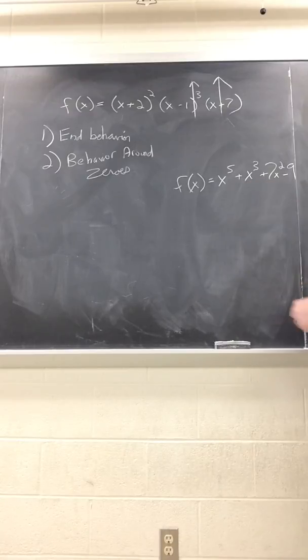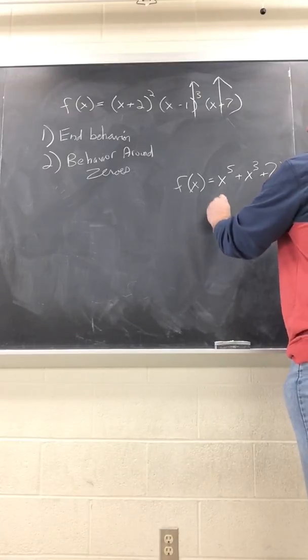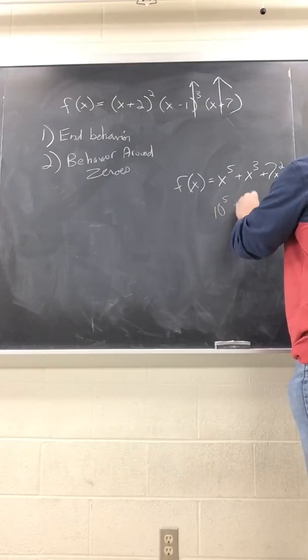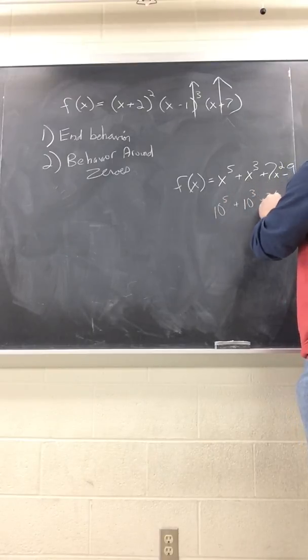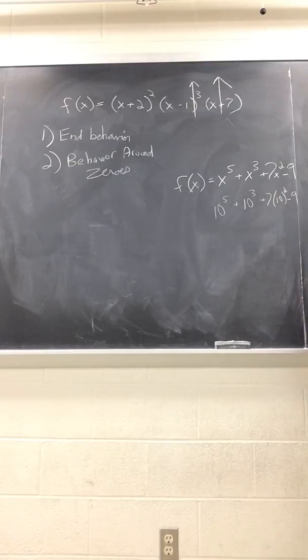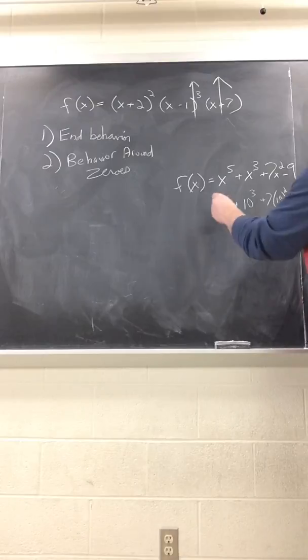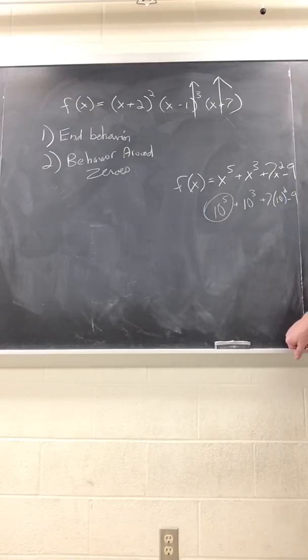But if you plugged in points, say we plugged in 10, you would get 10 to the fifth plus 10 cubed plus 7 times 10 squared minus 9. And we don't actually need a calculator for this, we just care about the idea. 10 squared is 100, 10 cubed is 1,000, 10 to the 5th is 100,000. Out of those three terms, which one affects my graph the most? This one, the highest power of x.